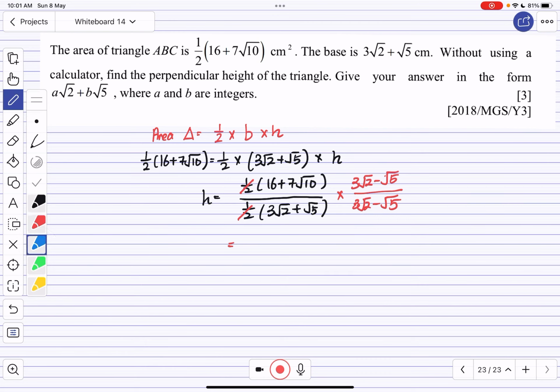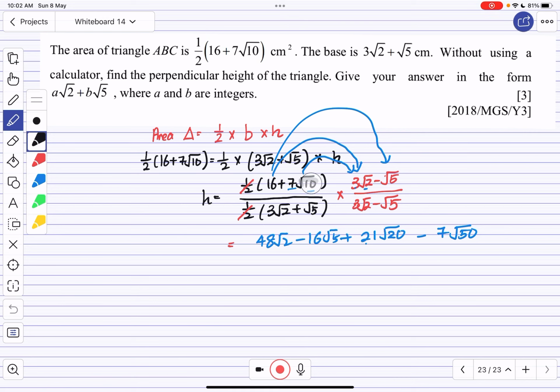So 1 by 1, well, 16 multiplied to 3 square root 2, that gives us 48 square root 2. 16 to square root 5 minus 16 square root 5. 7 square root 10, 3 square root 2, that gives us 21 square root 20, because 10 times 2 is 20, 7 times 3 is 21. Plus, subtracting away 7 square root 50, because I'm multiplying 7 square root 10 to square root 5.